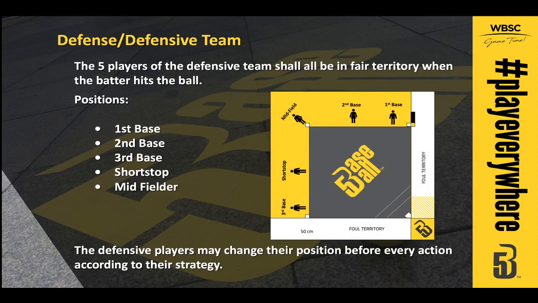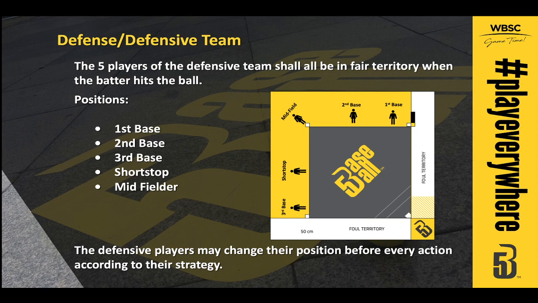But now we'll look at the defense. We'll start with a note that all 5 defensive players must be in fair territory when the ball is hit. So nobody can be in foul ground, foul territory, before a batter hits the ball.